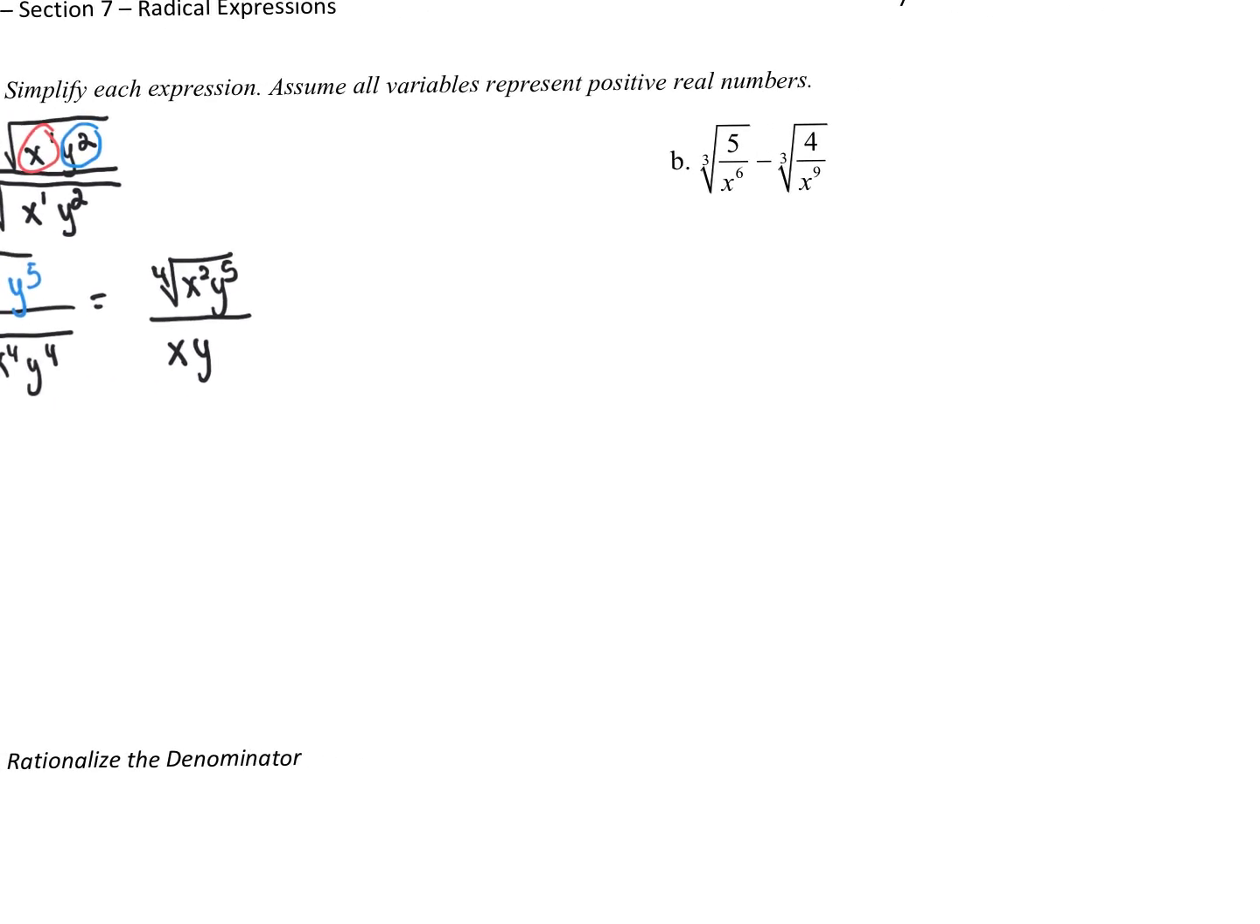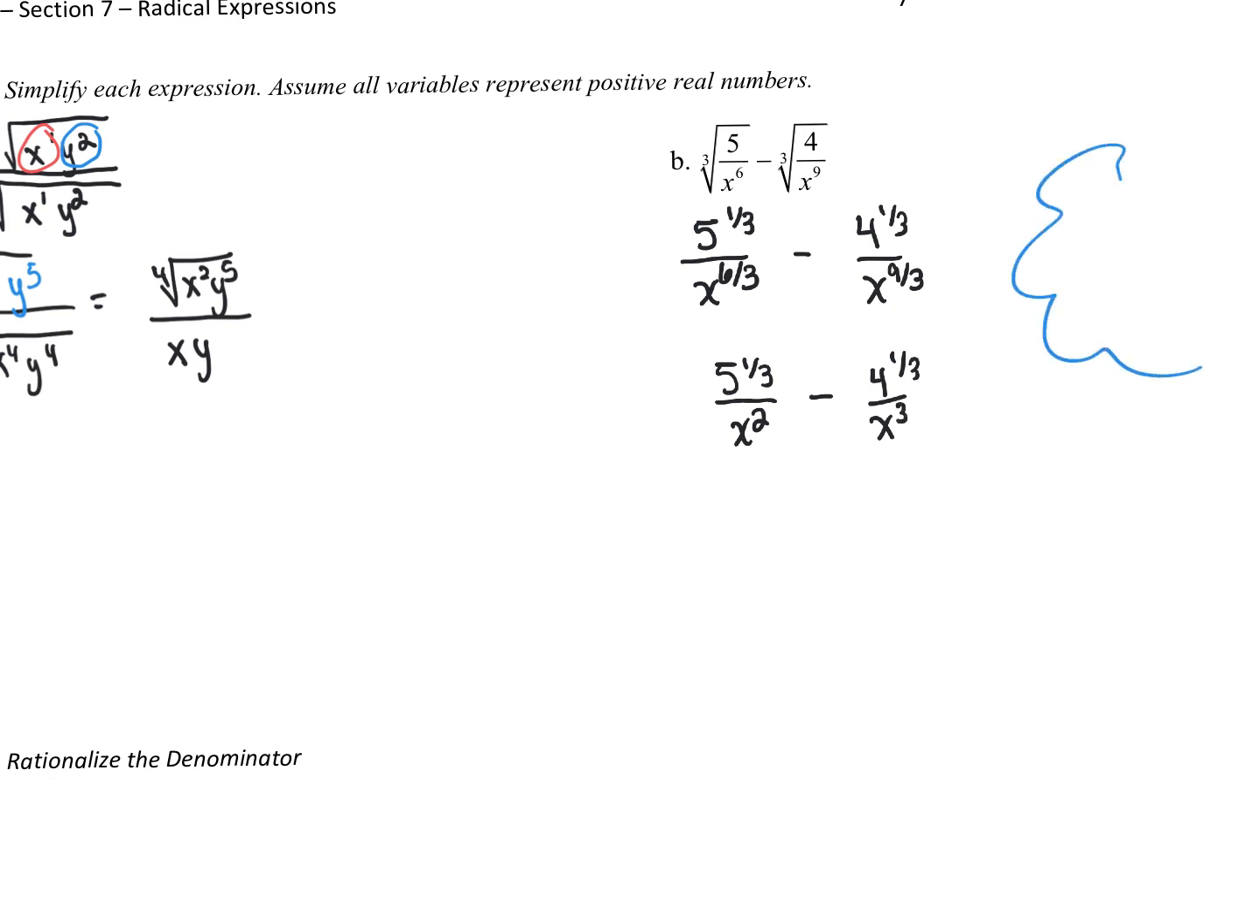Okay, on the next one, I'm going to rewrite it first. So I get 5 to the 1/3 over x to the 6/3 power minus 4 to the 1/3 over x to the 9/3. So on top, I have x to the 5/3. 6 divided by 3 is 2, so I get an x squared minus 4 to the 1/3. 9 divided by 3 is 3, so I get x to the 3rd.